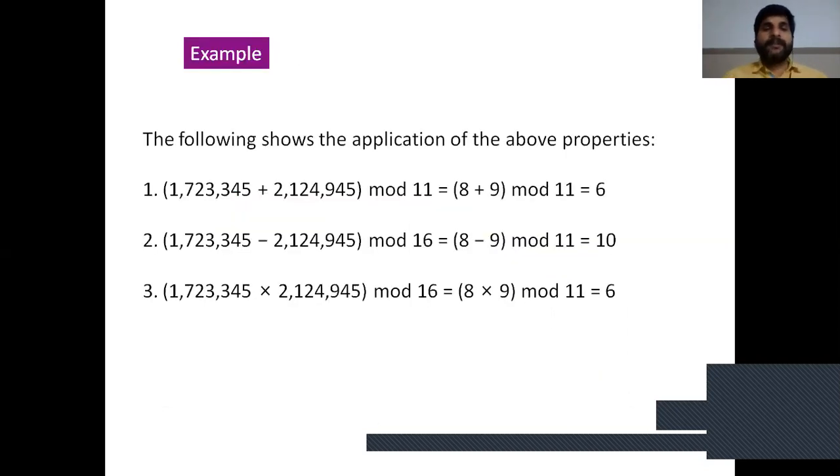For example, 1723345 plus 212494 mod 11. We can write 8 plus 9 mod 11 equals 6. Similarly for subtraction and multiplication.